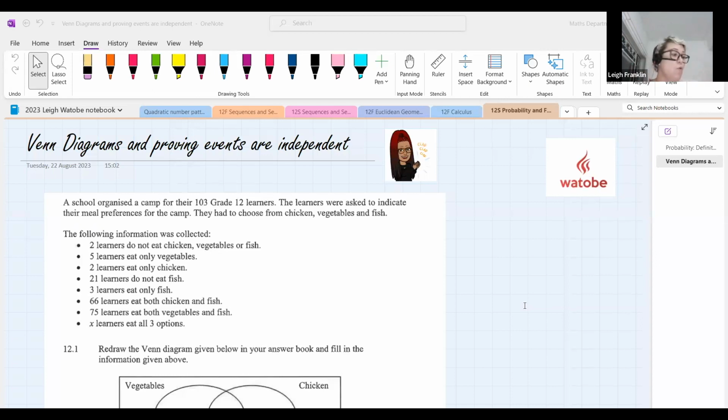Events are independent, or how to answer a question, whether they ask us whether events are independent, because the setting out of that is really important. Okay, so let's jump into our first question.